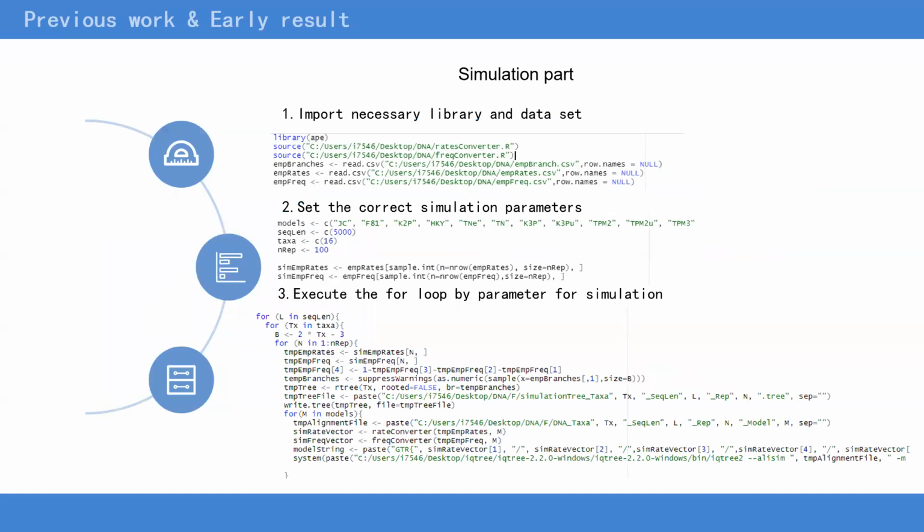The code here shows part of my achievement last trimester. It includes how to import the necessary libraries and dataset, set the relevant parameters, and use the correct loop to ensure the generation of simulation data with the required quantity and characteristics. I won't spend too much time explaining the code for this part. If you are interested, you can watch the video I made last trimester.